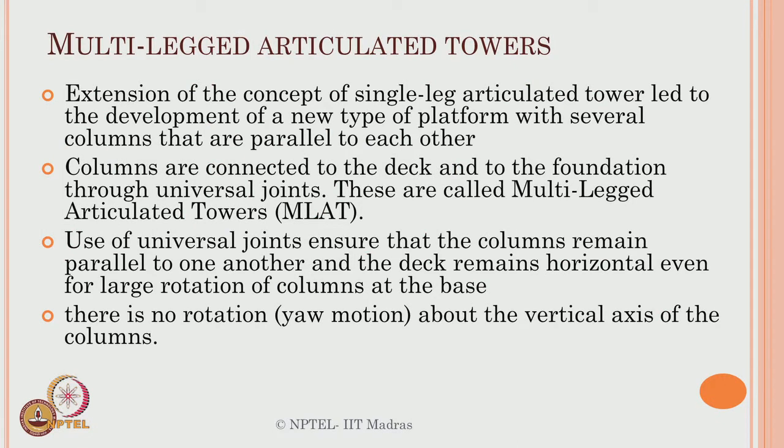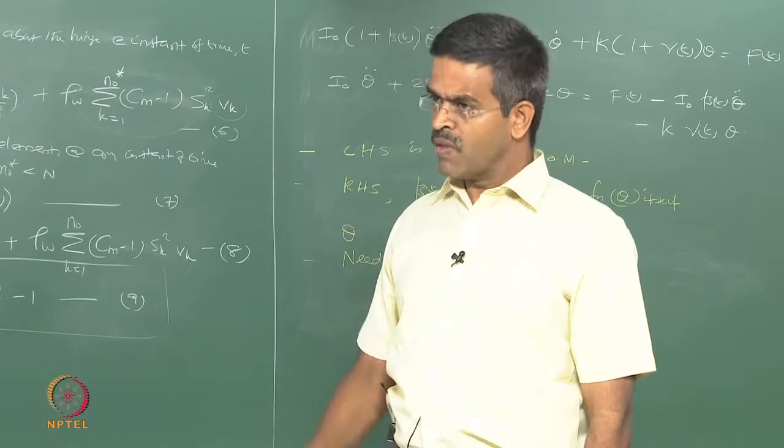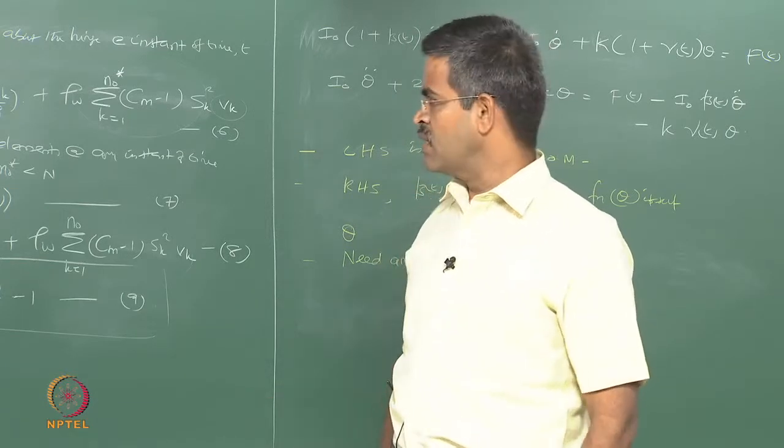So, extension of the concept of single leg led to the development of a new type of platforms in the early 80s with several columns that are kept parallel. Then we call this MLAT or multi-legged articulated towers. Columns are then connected to the deck and the foundation both using joints that they specify as universal joints. Universal joints are nothing but hinged connections, which of course offer no rotation restraint, but in due course of time they will also have rotation restraint, because of the rusting effect or because of the loading effect.